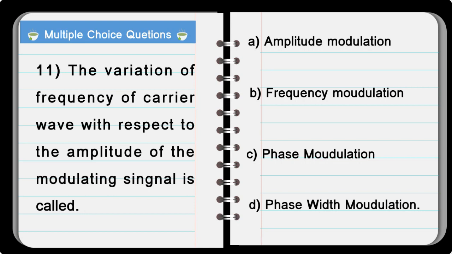Question number 11. The variation of frequency of carrier wave with respect to the amplitude of the modulating signal is called. Option A. Amplitude modulation. Option B. Frequency modulation. Option C. Phase modulation. Option D. Pulse width modulation.